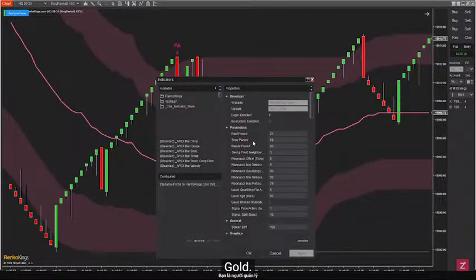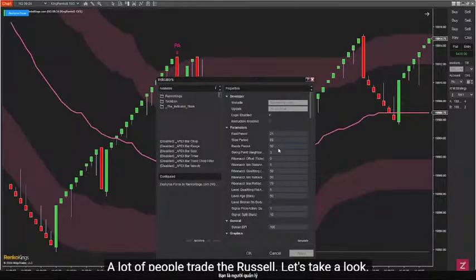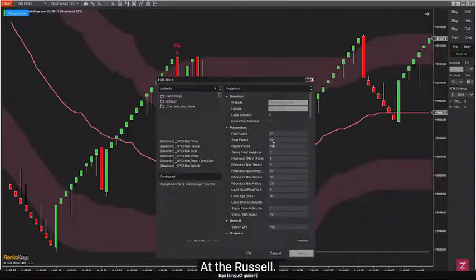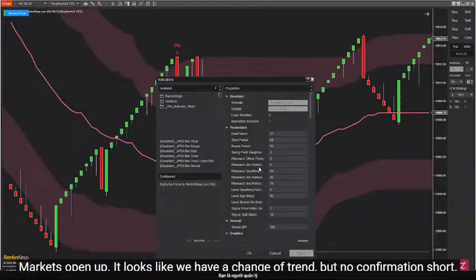So these three, the fast, the slow, the bands, this has to do with the trend. You can make the trend more sensitive, meaning that it would change quicker if you use lower values, or you can increase the values, and then it will take a lot more to change the trend. So these are these three.